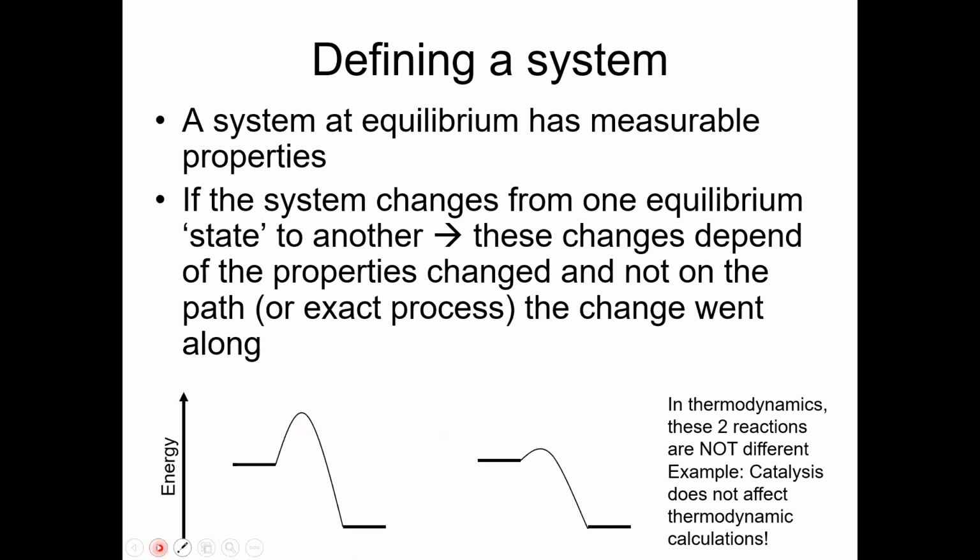Defining a system. A system at equilibrium has measurable properties. If the system changes from one equilibrium or state to another, these changes depend on the properties change and not on the path the change went along. So in thermodynamics, these two reactions are not different. For example, the catalyst does not affect the thermodynamics calculation.